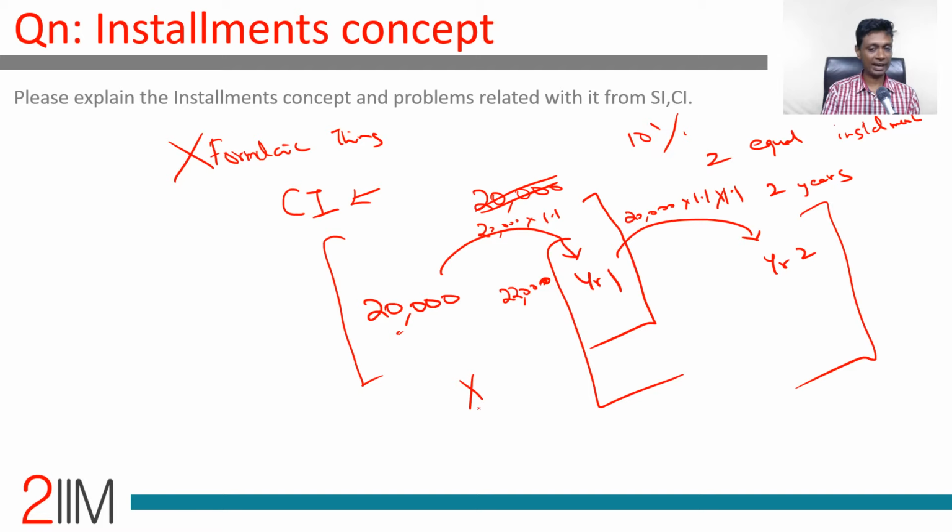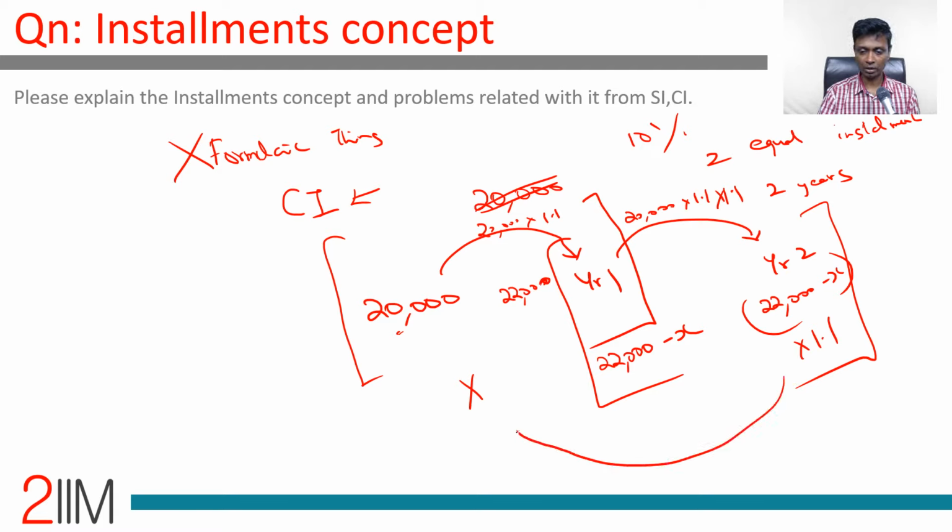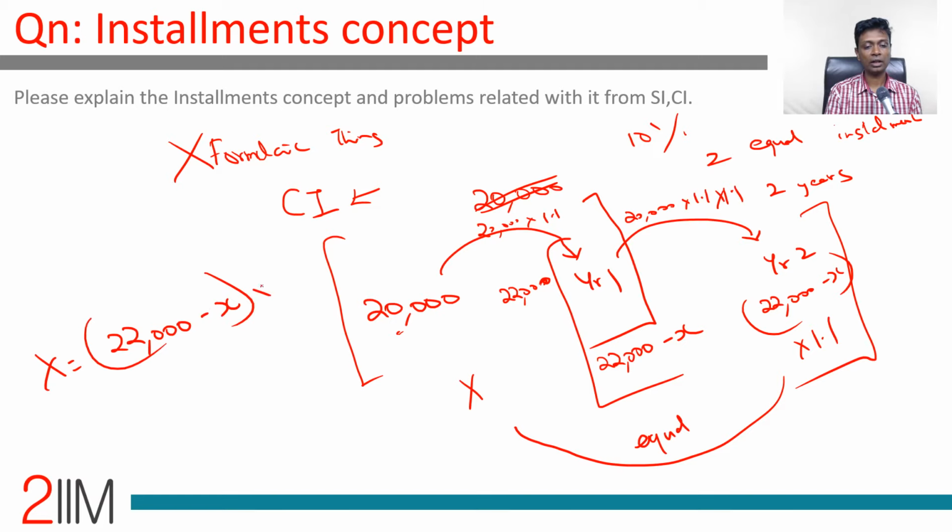I have repaid X, or it's like saying at the end of year 1, beginning of year 2, I am borrowing 22,000 minus X. Therefore, I'll end up paying 22,000 minus X into 1.1. What our question is telling us is that this number and this number are equal. So X equals 22,000 minus X into 1.1.